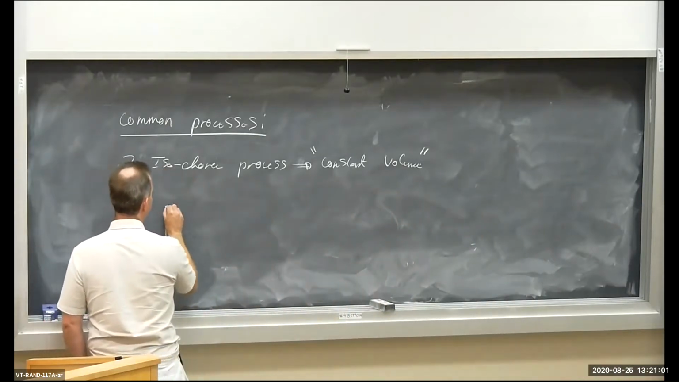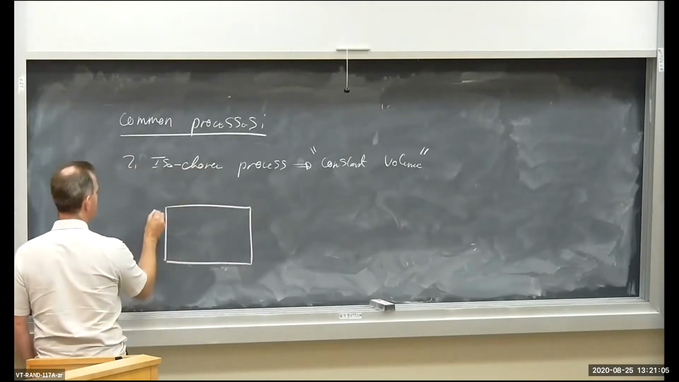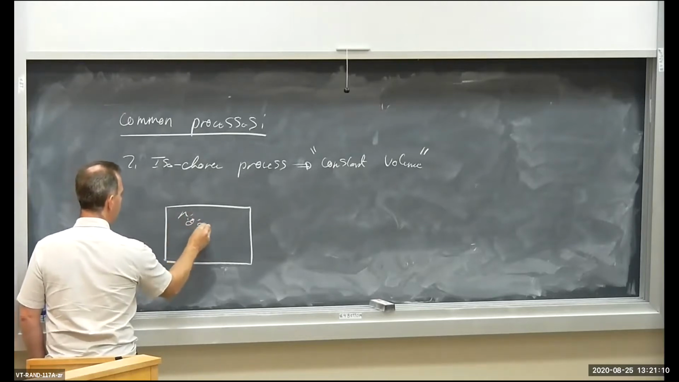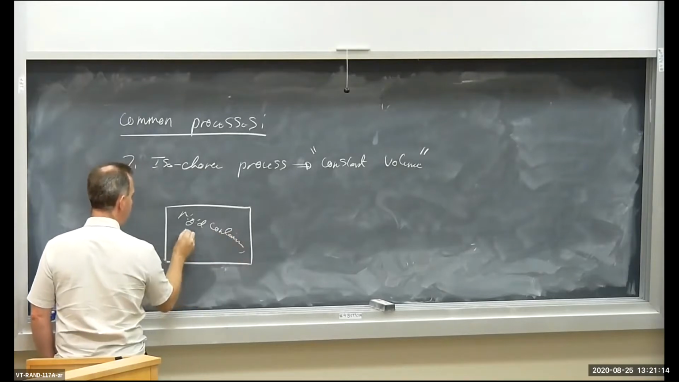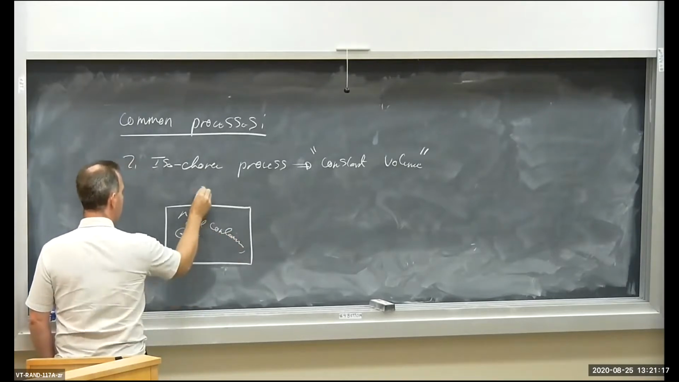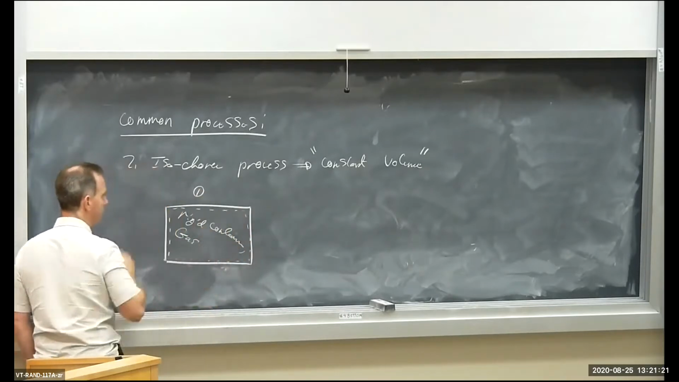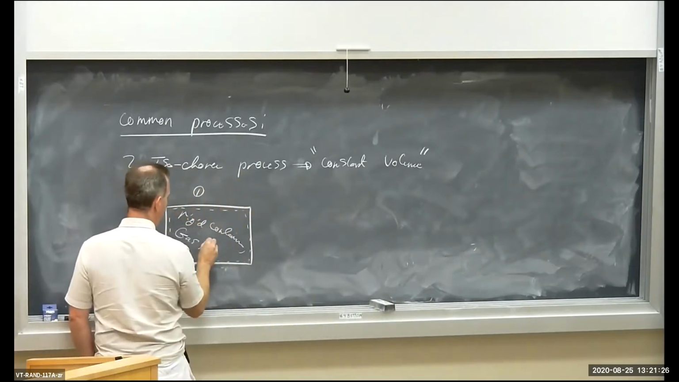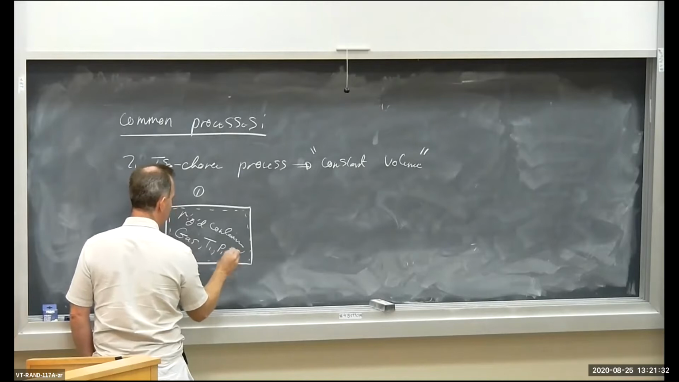Let's say we have a container, a rigid container, and it contains some kind of gas. So this is our system, some kind of gas or something, okay? State 1, I have, I don't know, some temperature T1, some pressure P1, and of course I have a volume V1.